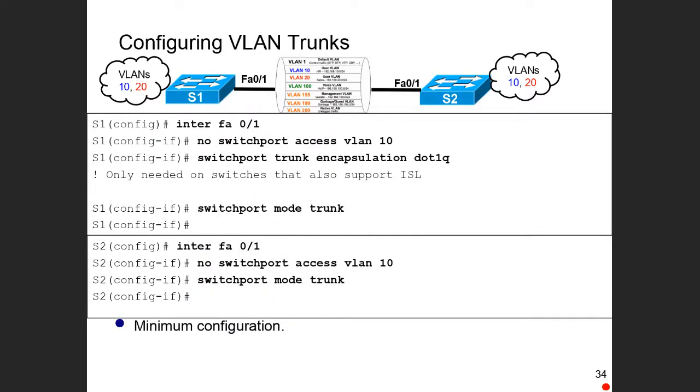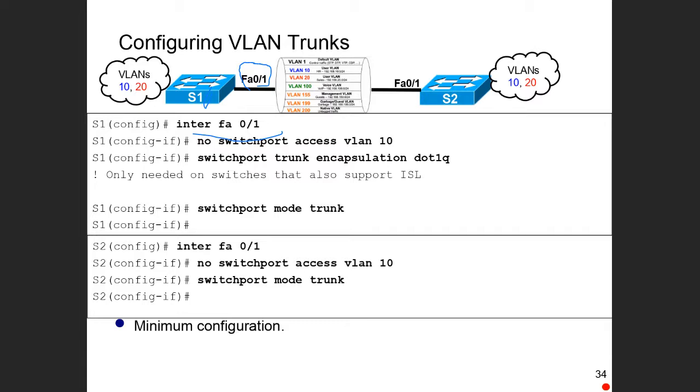Here's the commands for this. So we need to configure the fast Ethernet 0/1 port of both switches to be trunking ports. They both got to be configured to be trunking ports. If I leave one trunking, leave the other one access, no communication takes place. So I'm going to go to switch 1, this one right here. I'm going to go to interface fast Ethernet 0/1.